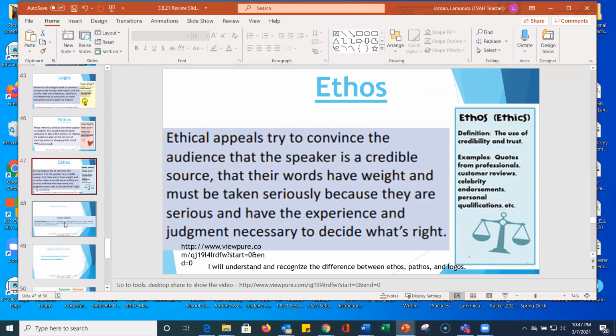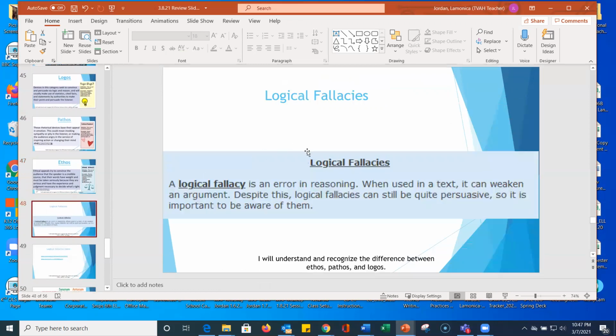Can you trust it? So, logical fallacies. A logical fallacy is an error in reasoning. When used in a text, it can weaken an argument. Despite this, logical fallacies can still be quite persuasive. So it's important to be aware of them.